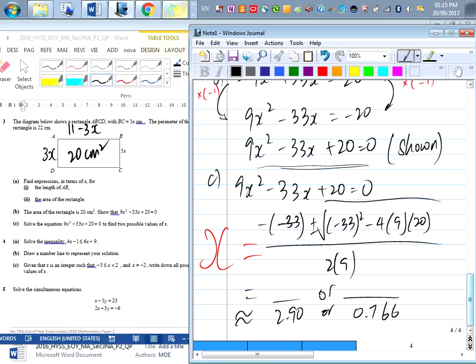It depends on the marker. I don't like to see numbers floating around. I always want to see an equation.